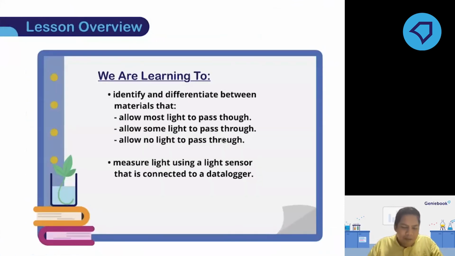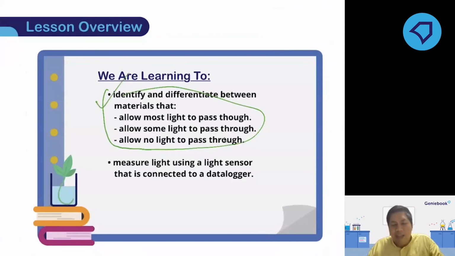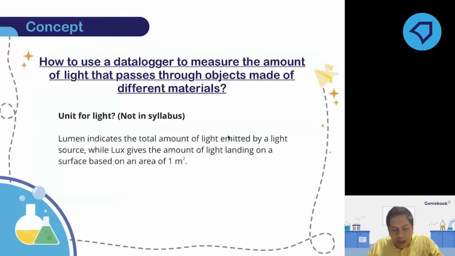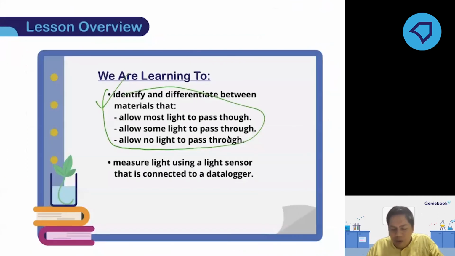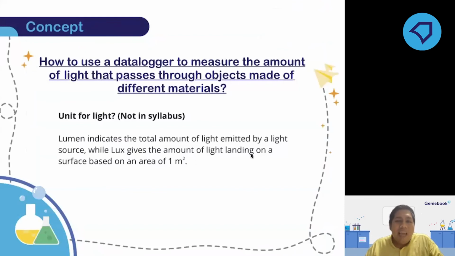Lesson overview. What we have covered so far is all this, correct? And now only the measurement of light using the Datalogger is left. But because we are quite short of time, I will just briefly mention this and you can watch the video on your own.